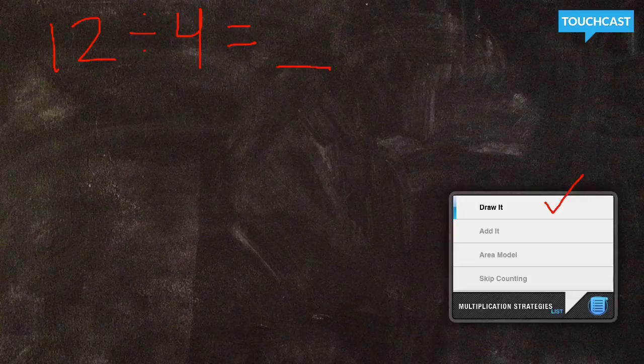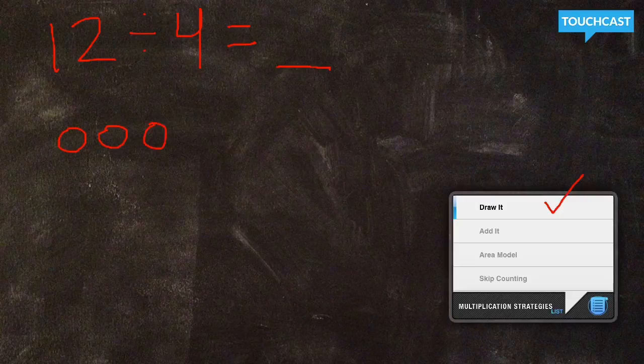So first, we are going to take a look using draw it at a problem. Let's do 12 divided by 4 equals. So this is saying if you have 12 total and it's divided into 4 different groups, how many are in each group? So, for example, if we had 12 Skittles, I love Skittles, they're delicious, so I'm going to draw 12 Skittles.